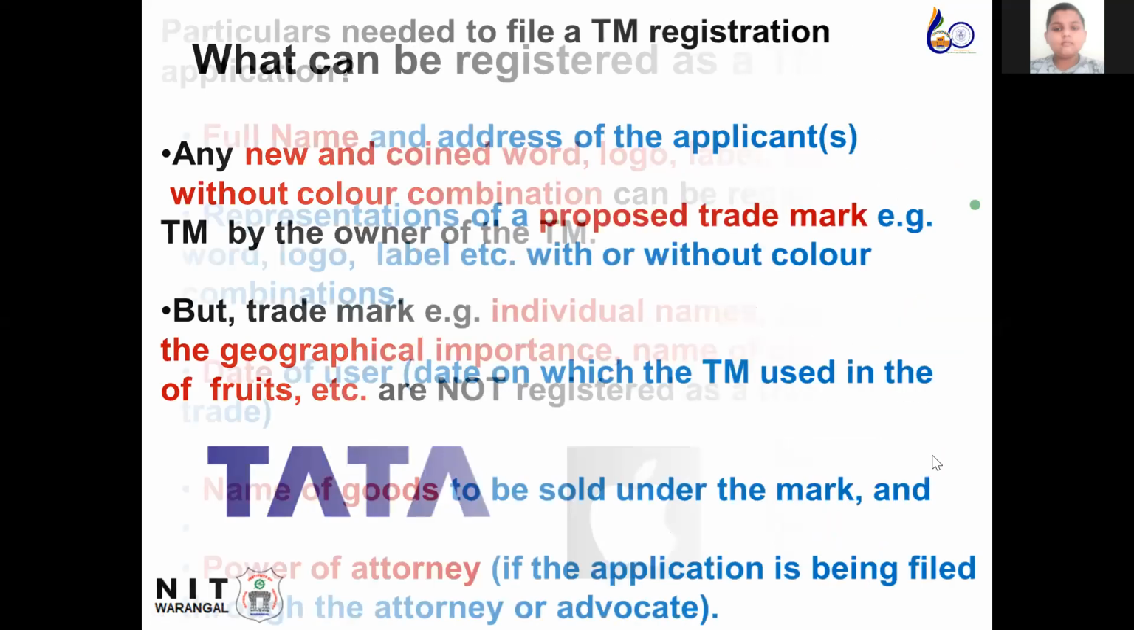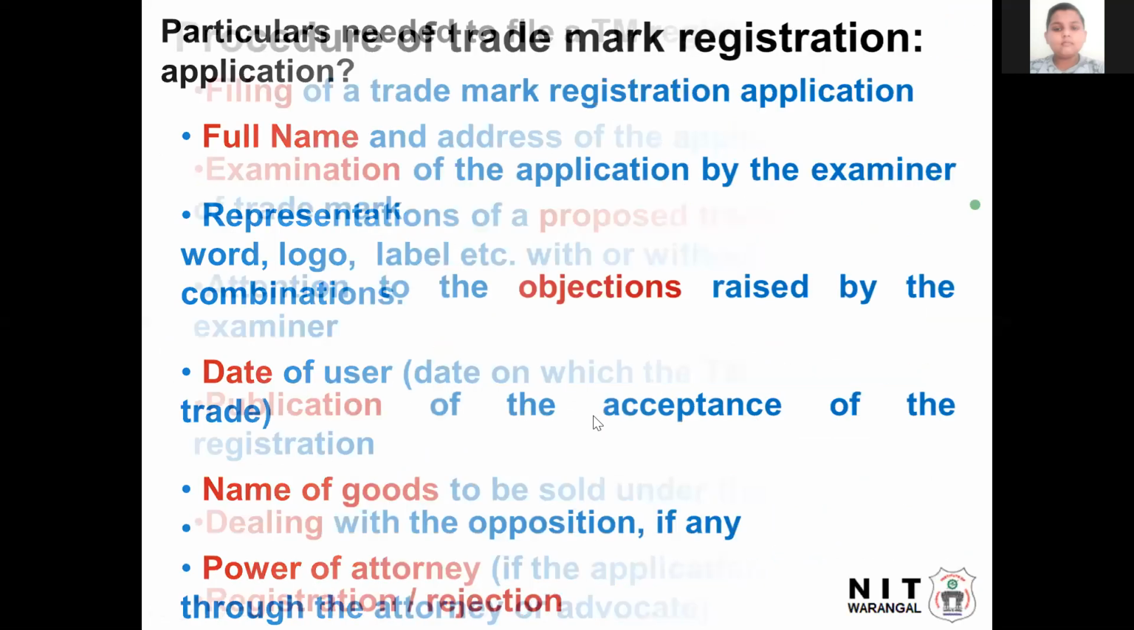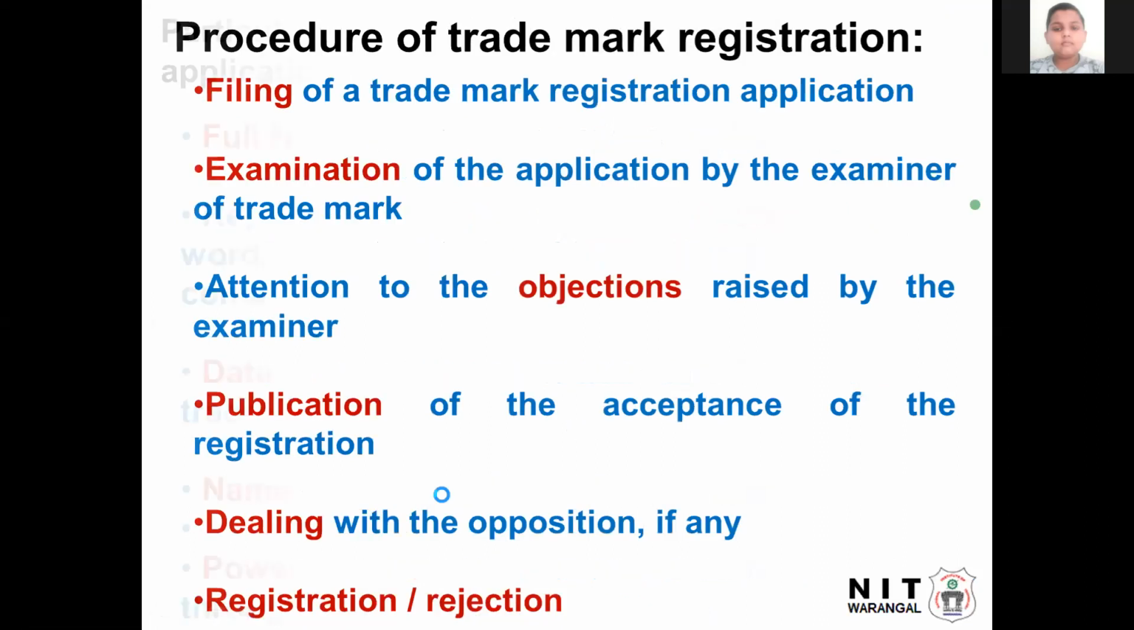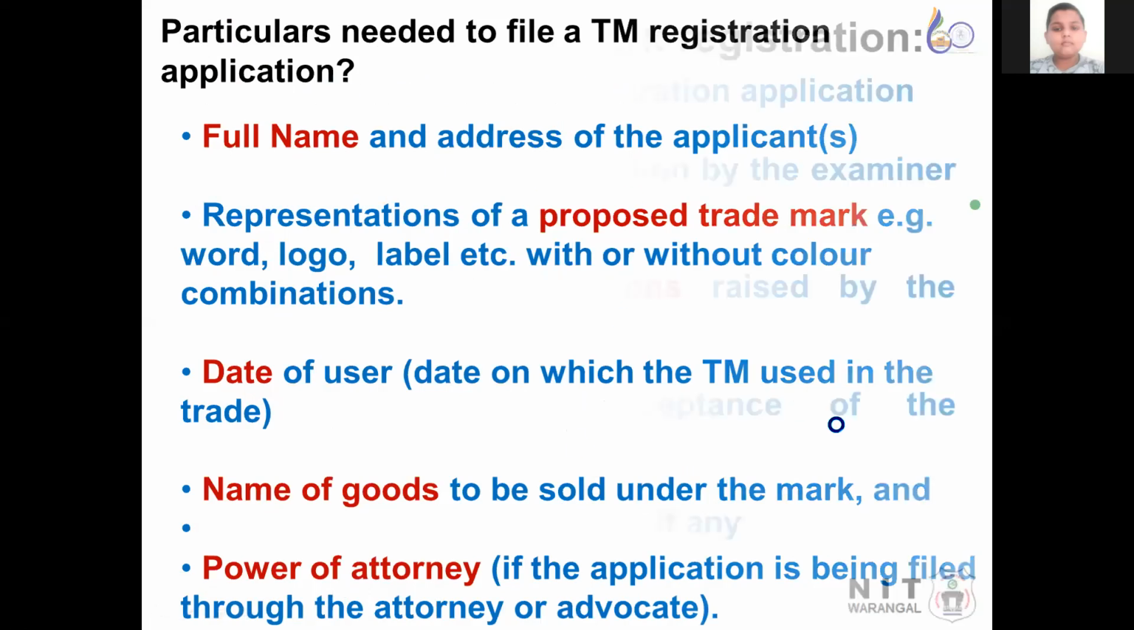So what is needed for trademark registration? You need your name, address, and what is the proposed trademark? The word, logo, label, with and without color. Okay, so the date you have to mention, name of the goods. Okay, what are the goods? Name of the goods, whether you are using this for something. So these are the basic requirements needed for filling the form.